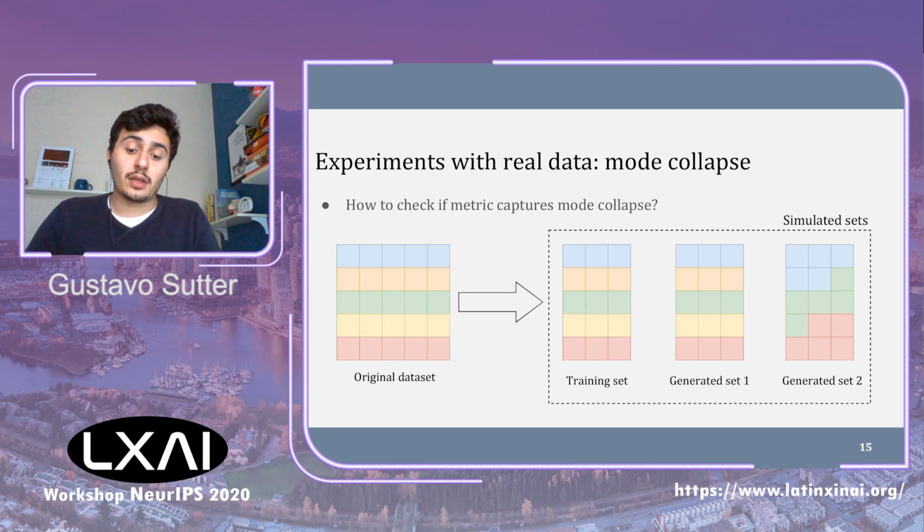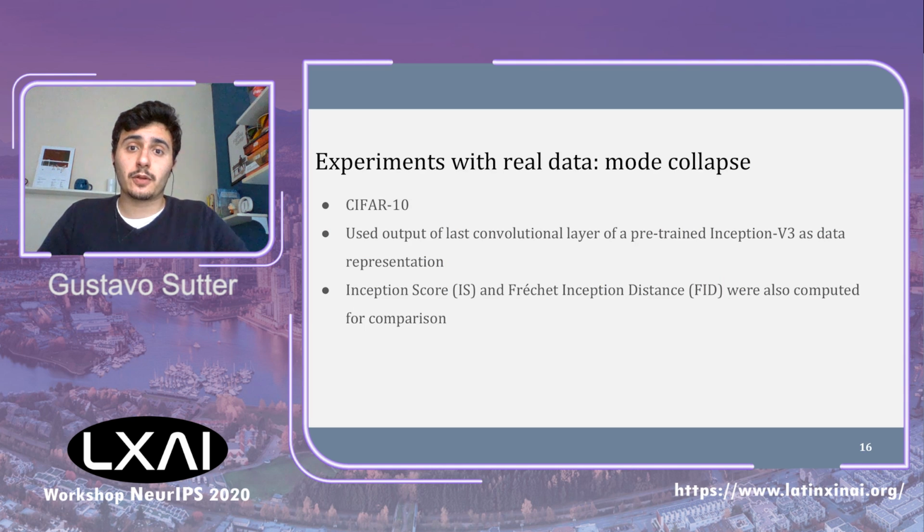So how do we see if our metric is capturing what we want it to capture? We use sampling techniques, take a real data set, and then we sample some simulated sets, which represent a training set that the generator might have been trained on, and some generated sets. Here we have generated set 1, which has all the modes represented here by colors, which is good. However, generated set 2 only has some of the modes from the real data, so we expect the metric to give a worse result to set 2 than to set 1.